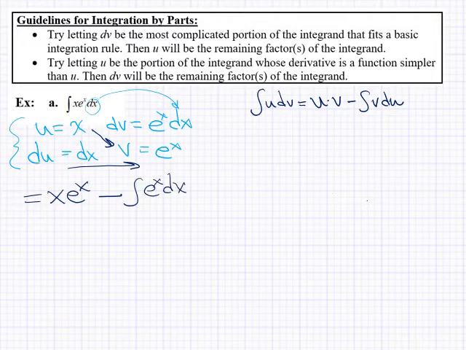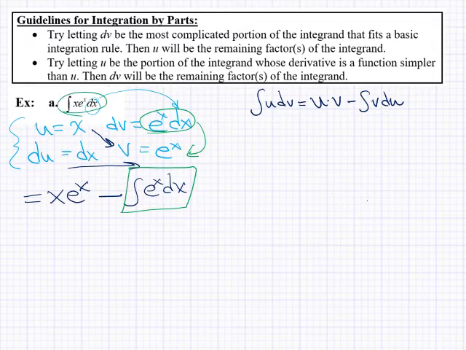Now notice what we get in this integral. It's just the integral of e to the x dx, which we actually already did from here to here. So it created an integral that was a little bit easier to do. And so we end up with x e to the x minus e to the x, and then throw plus c on the end. And there you go.